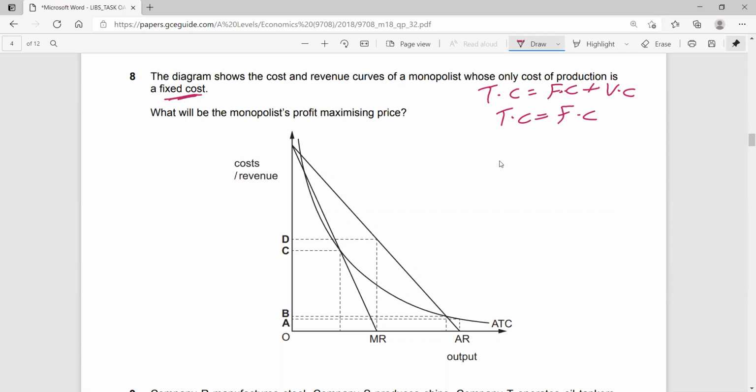So stuff like the rent of a factory. The rent will always be the same every month, irrespective of how much you actually produce from the factory. So what will be the monopolist profit maximizing price?